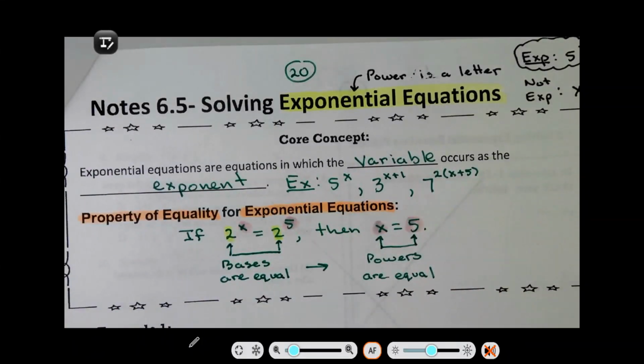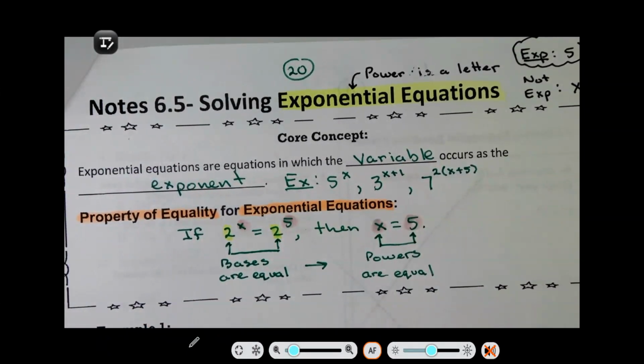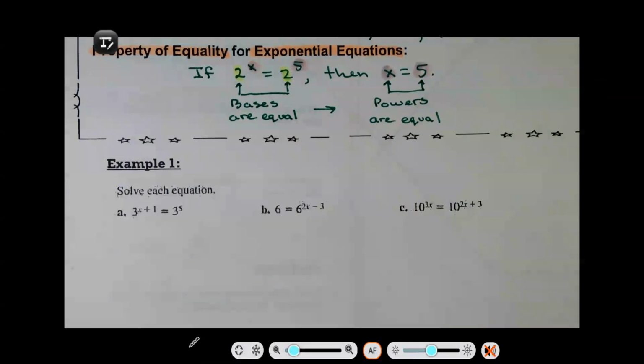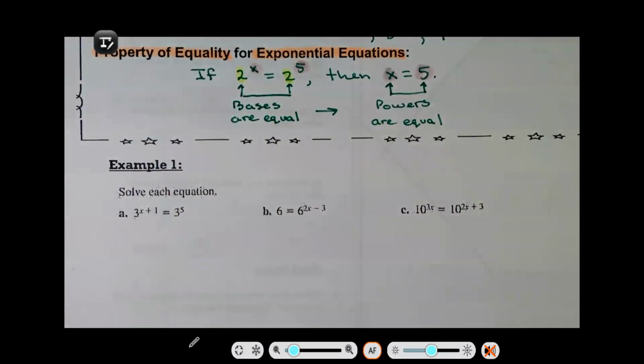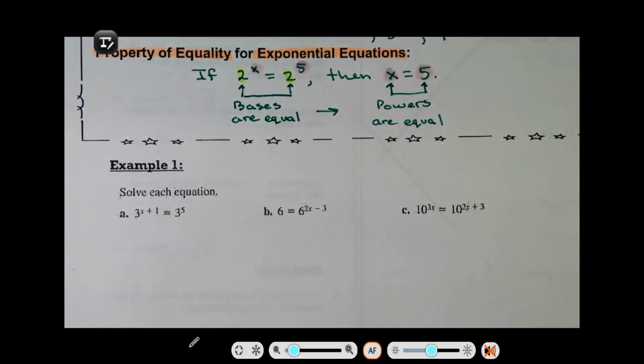So let's put it into practice, right? Now, keep in mind, we're talking about powers, and it only works if the bases are equal. So let's start looking at the first example. See if we can keep that little note there. Yeah, we can still do it so we can see this and this. All right, so there's the rule for the day. So let's check it out.